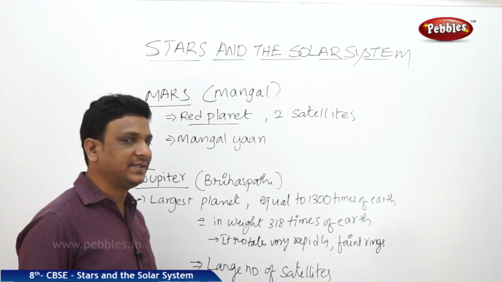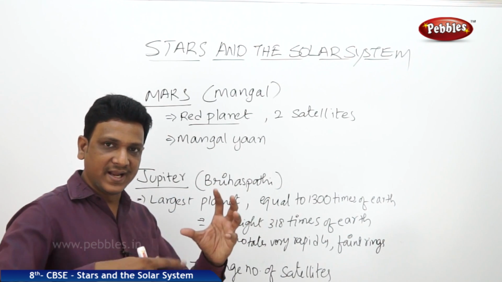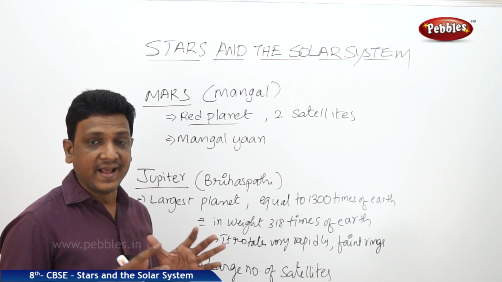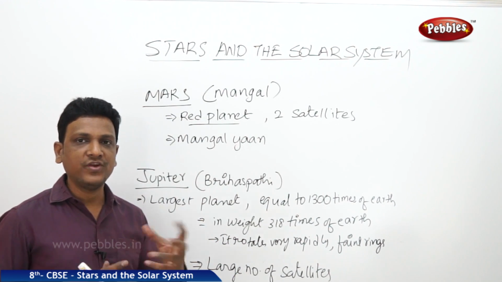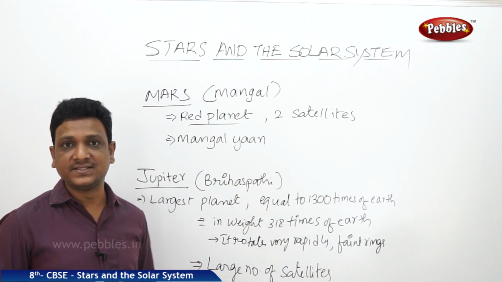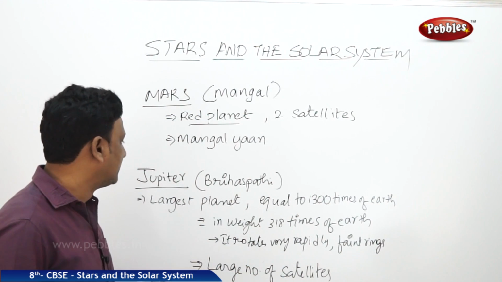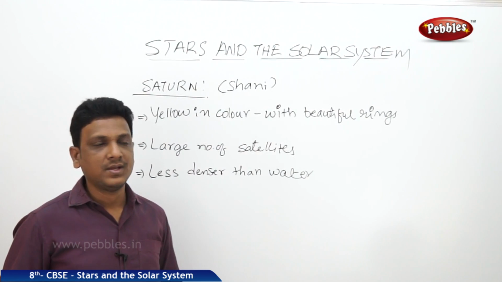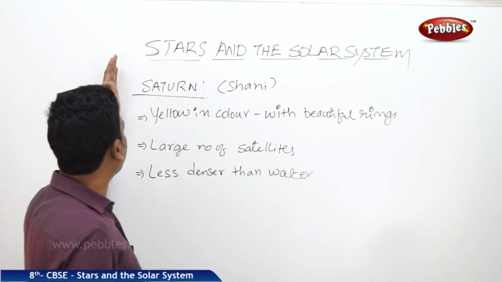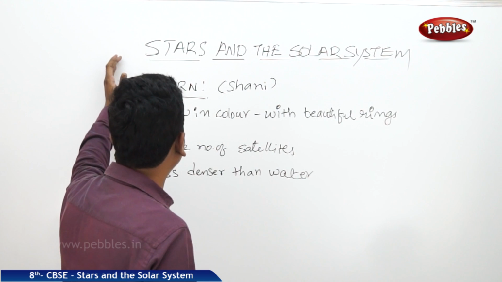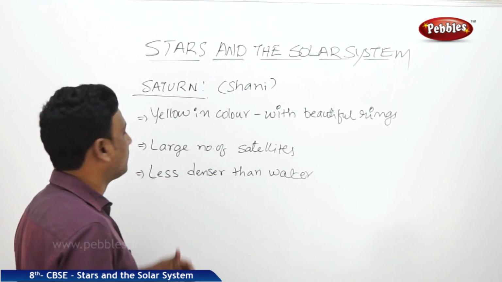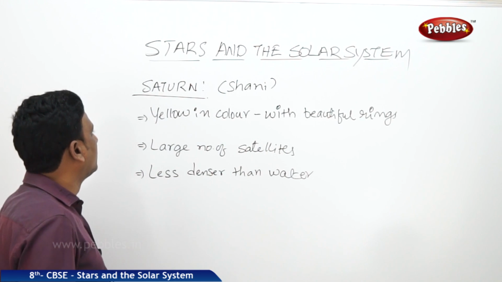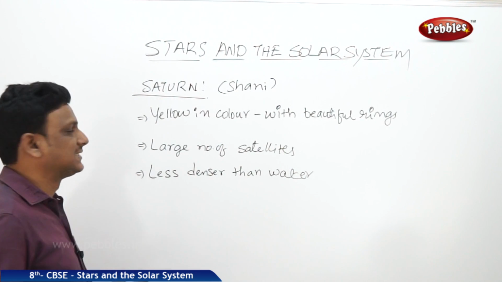It rotates very rapidly. In its appearance, it has faint rings and so many satellites. With the help of a telescope, we will be able to see the 4 largest satellites of Jupiter. Now let us see the next planet, Saturn. Saturn is called Shani in the Indian context. What are the features of Saturn?